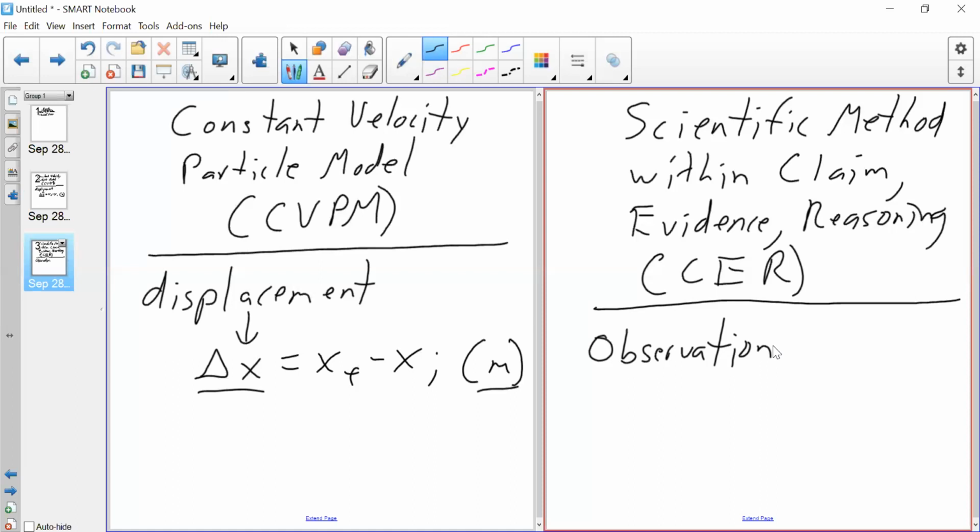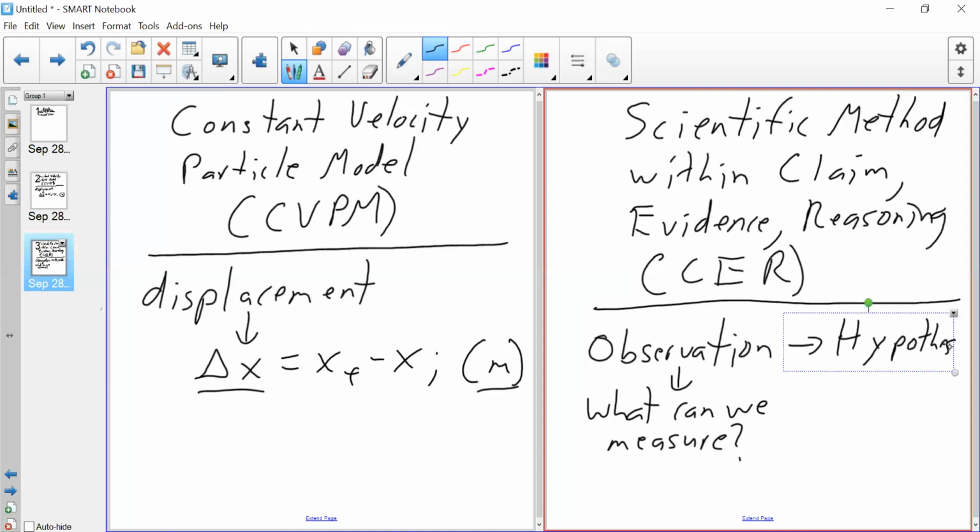So the observation is encapsulated in these questions. What do we see, obviously? And then what can we measure? Those two questions. The observation generally leads to a hypothesis, or what we call a claim. This is what we're claiming is going to happen. Our reasonable guess, our estimate.